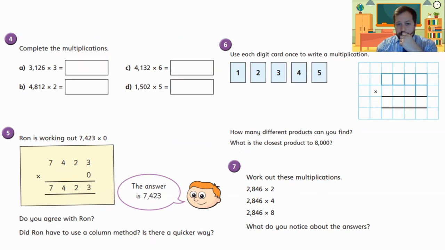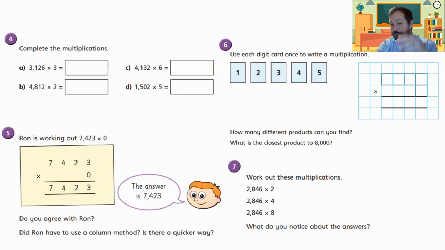In the second one, in number 6 over here, we've got each digit card once to write a multiplication. So you use them in any order you like, fit them into the grid over here, and then complete the calculation. How many different products can you find? Remember, the product is the answer of a multiplication question. And which one is the product that's closest to 8,000? It's a really nice question because there's lots of different ways you could think about where you're putting them and how you're sorting it out.